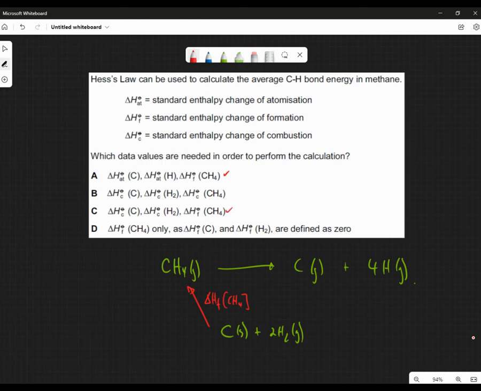Could be C, and it could be... Oh no, I don't think we can do it. We can't do it with that. All right, you'll see in a minute. So it could be A or C.